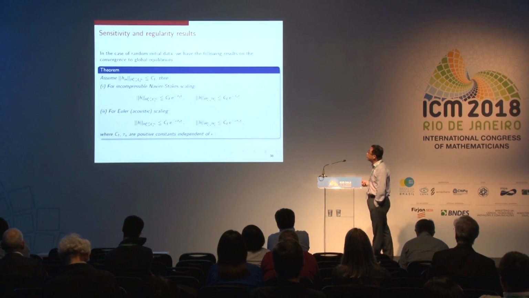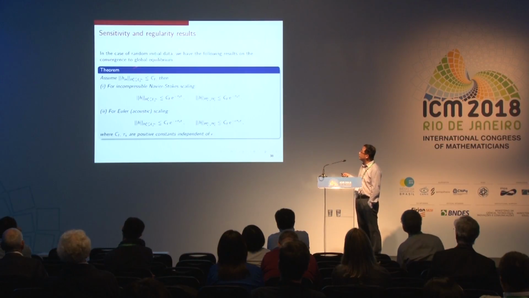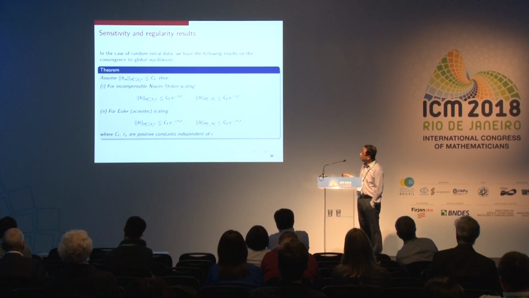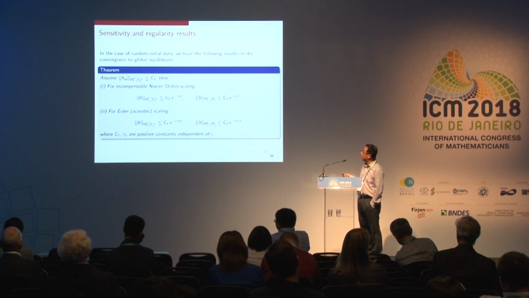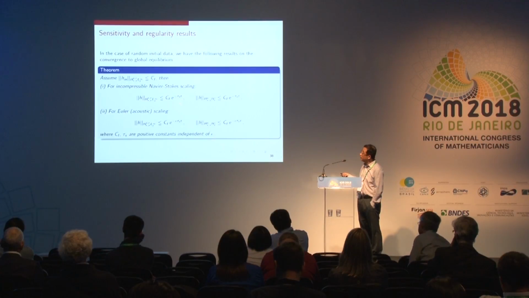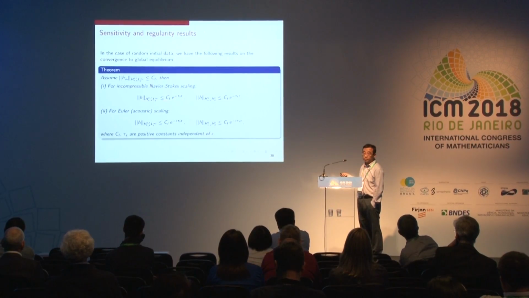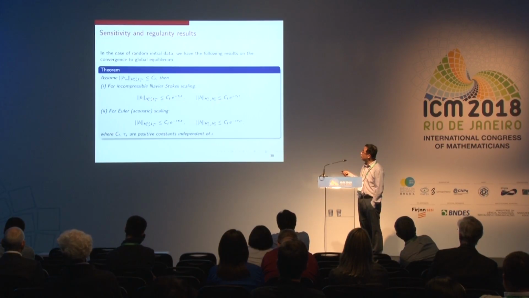So this is our result first, about sensitivity and regularity. If you assume the initial fluctuation is bounded in the Sobolev norm in x and v up to order s, and also the derivative in v, and the L infinity norm in z. Now for incompressible Navier-Stokes scaling, this h in the same norm will decay exponentially with a constant that's uniform in epsilon. And for both the L infinity norm in z and the Sobolev norm in z, H to the power r.